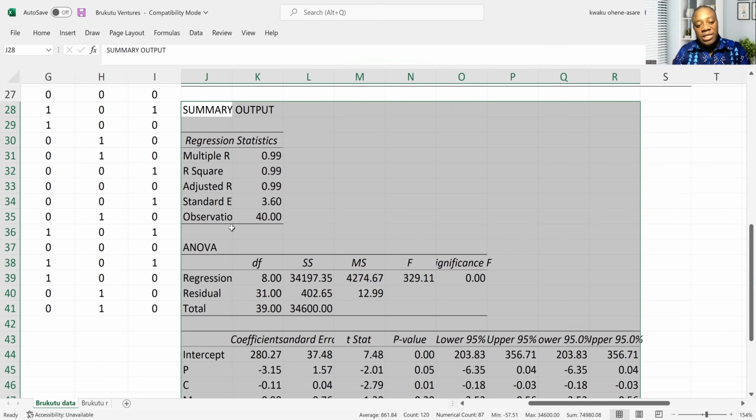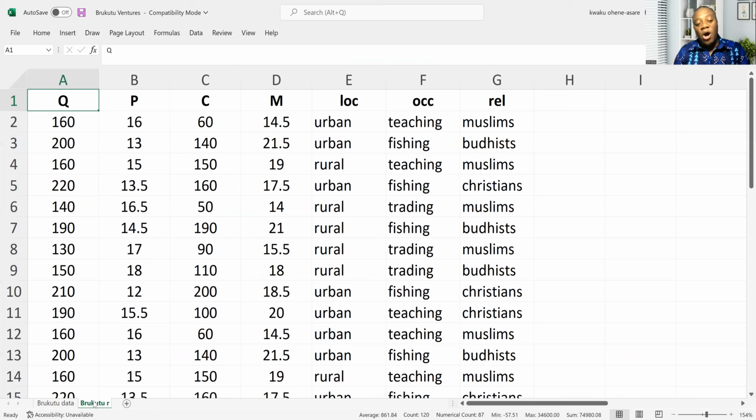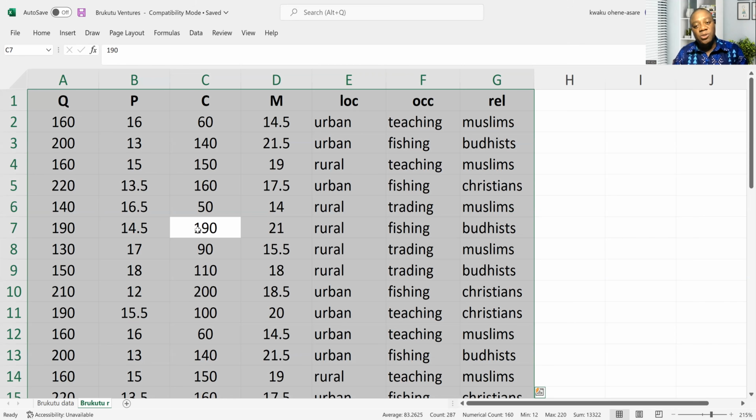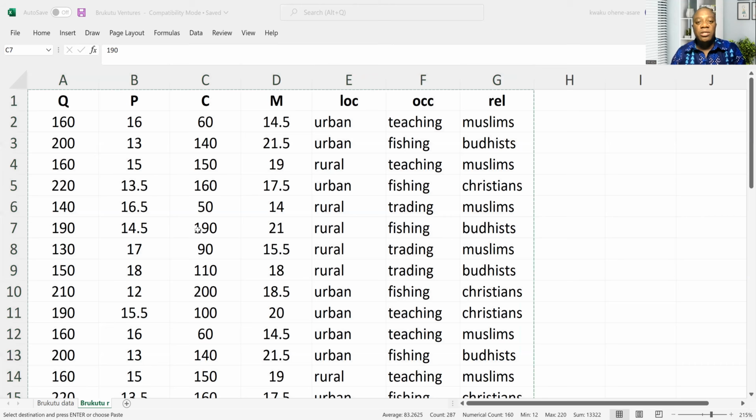What we are going to do now is with the uncoded data. So we are going to take this data set and we are going to take it to R. So what I want you to do is go to your sheet, Brukutu for R or Brukutu R, the one that has the same information that you have in this Excel. Just highlight the entire data set. If you click anywhere in the data set and do Control A, it will highlight everything. If you do Control C, it will copy everything. And once you do that, you'll let me know.